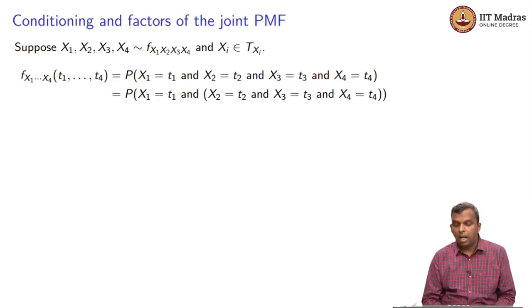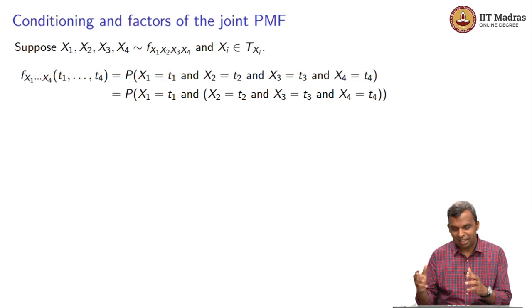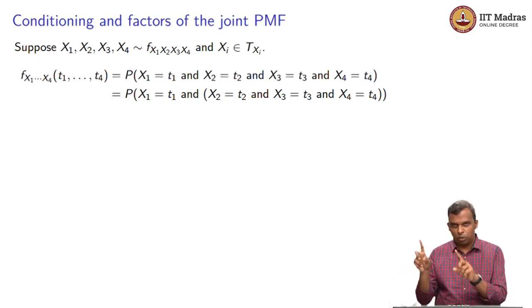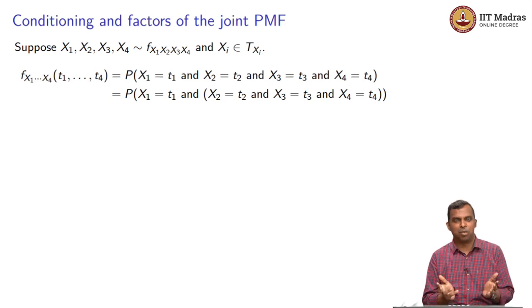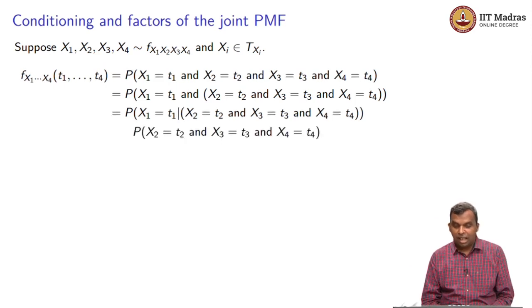Now I'll start putting these brackets. Notice this is an "and" of everything together, so it doesn't matter if I take the and of x2, x3, x4 first and then do an and with this, it's the same. Everything has to be true. So now I have an and of 2 things and I can do conditioning. I can write the probability of x1 equals T1 given x2 equals T2 and x3 equals T3 and x4 equals T4, times the probability of x2 equals T2, x3 equals T3, x4 equals T4. I have achieved one factoring. I have written the joint PMF as the product of 2 things.